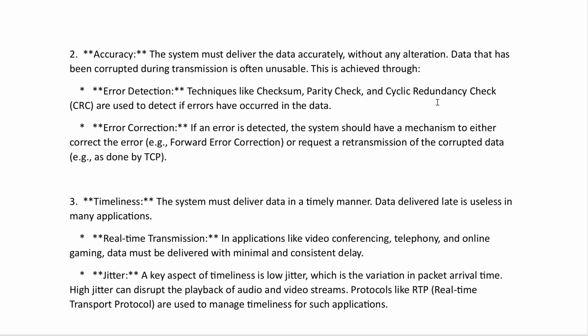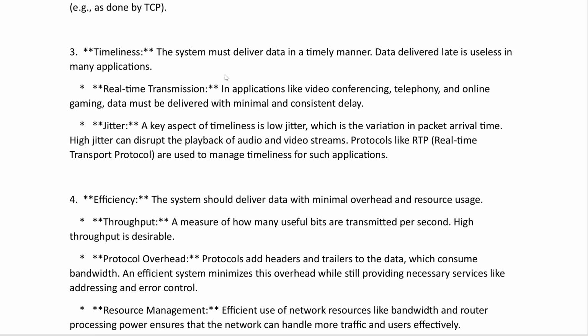Techniques like checksum, parity check, and CRC, that is cyclic redundancy check, are used to detect if errors have occurred in the data. Error correction. If an error is detected using any of the above methods, the system should have a mechanism to either correct the error, which is known as forward error correction, or request a retransmission of the corrupted data, as done by the transmission control protocol.